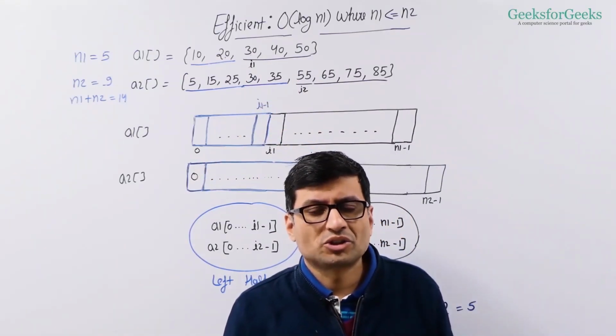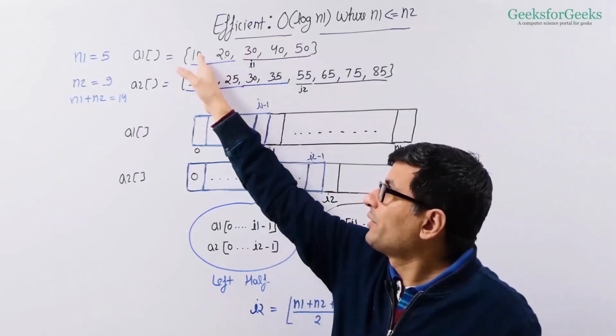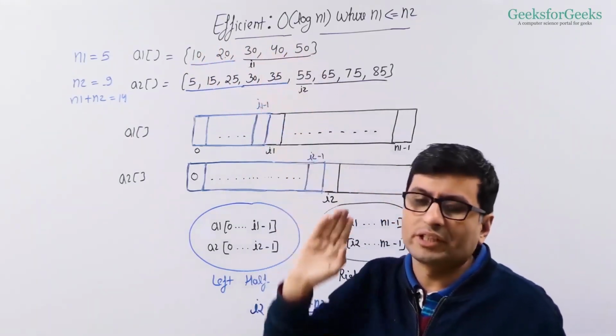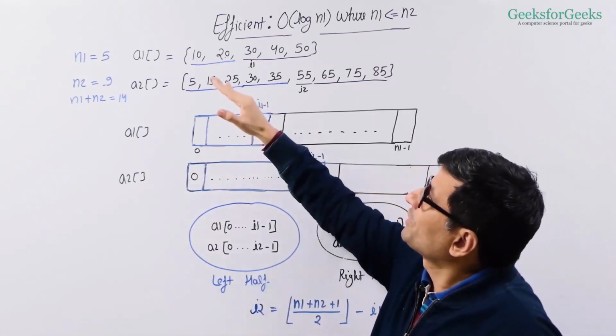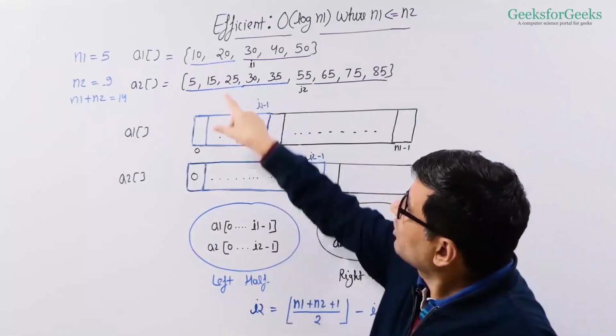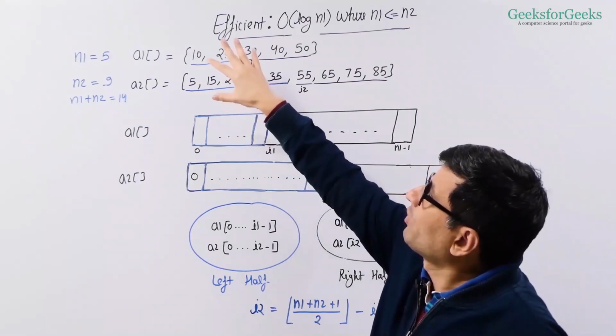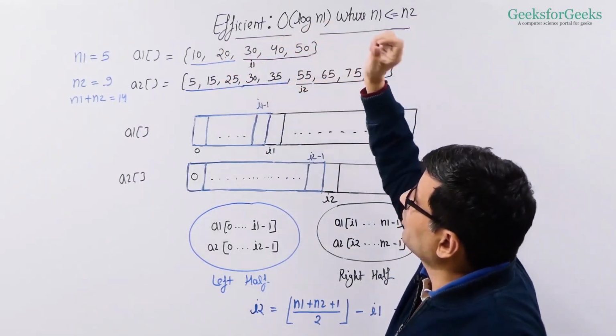What do you decide now? Should you be going to the left half of array 1 or the right half of array 1? And how do you decide? You want to achieve a situation where these blue marked elements have all smaller values and this side has all greater values.